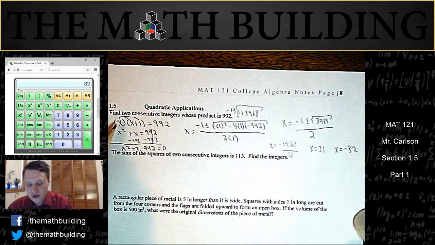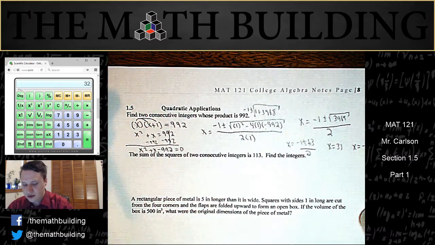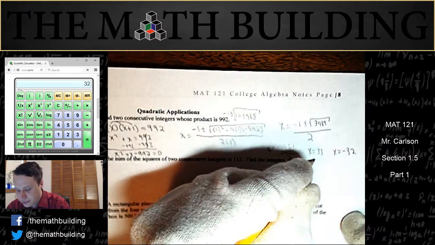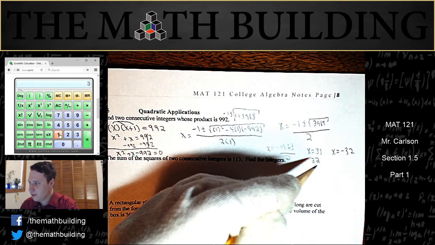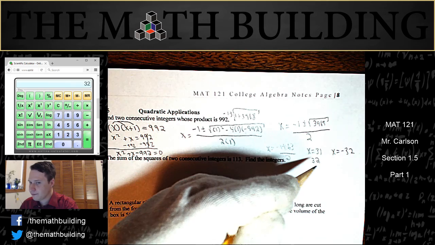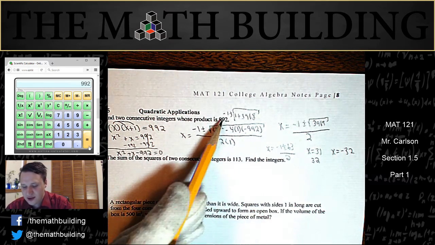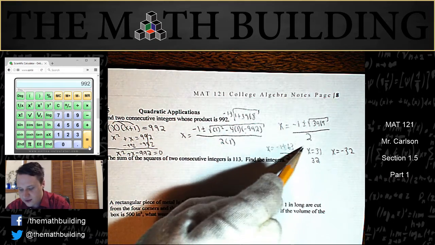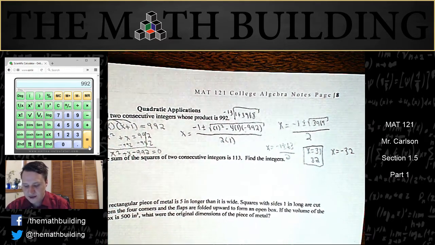So let's think about this. If x is 31, that was the first number that we found. The next consecutive integer would then be 32. So let's see if that works. Let's do 31 times 32. And sure enough, we get 992. So that was our answer. There's two consecutive numbers, 31 and 32, that multiply to make 992.